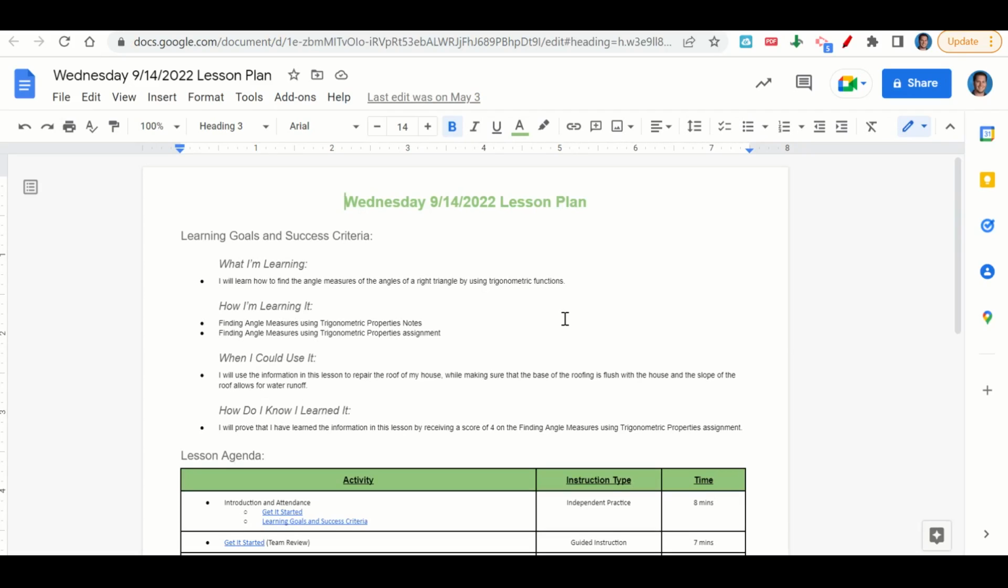First, what are we learning? We're learning how to find the angle measures of the angles of a right triangle by using trigonometric functions. How are we learning it? Through the finding angle measures using trigonometric properties notes and the finding angle measures using trigonometric properties assignment. When can we use this? To repair the roof of your house while making sure that the base of the roof is flush with the house and the slope of the roof allows for water runoff. How do we know we learned it? By getting a score of 4 on the finding angle measures using trigonometric properties assignment.